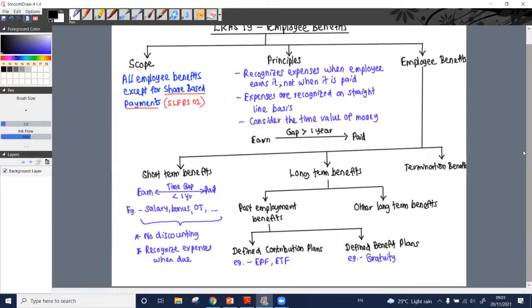We need to pay compensation, right? That compensation is what? A termination benefit for the employee.